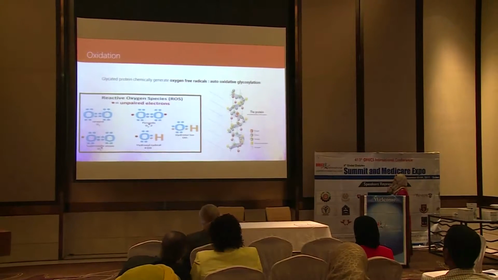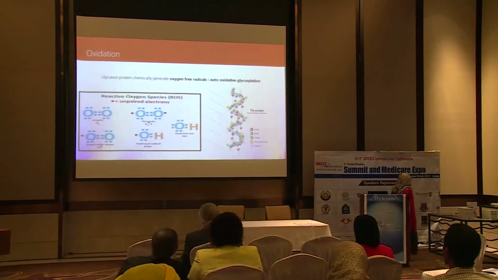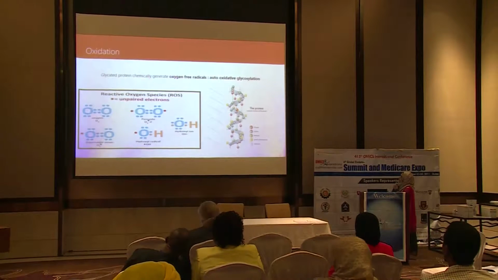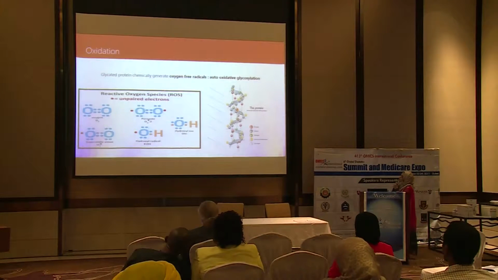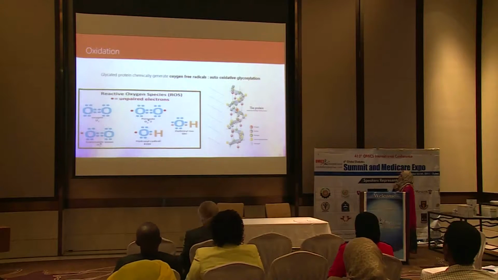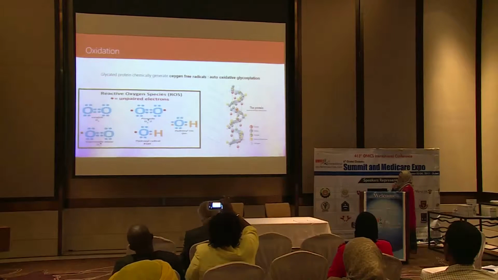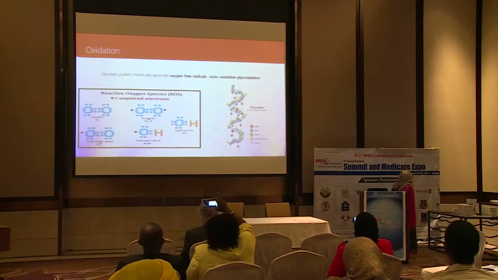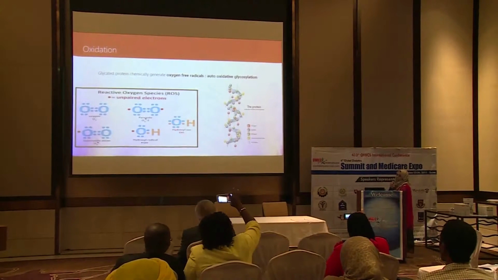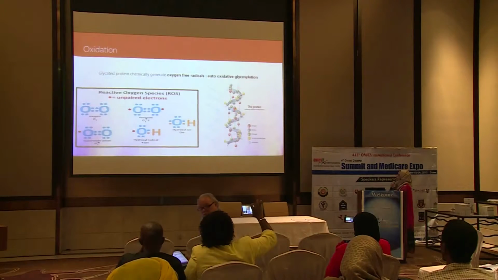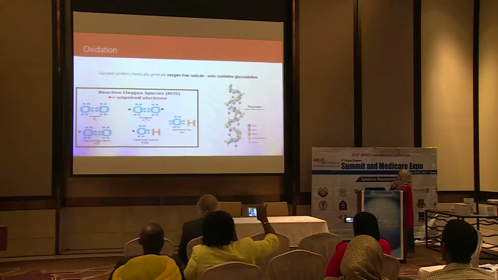Now coming to oxidation. Oxidation is when a protein or any other biological macromolecule is damaged by oxygen free radicals. There are various types of oxygen radicals like peroxide, superoxide, hydroxyl radical, hydroxyl ion, and my work is on hydroxyl radical. When they damage the protein, they cause cross-linking in the protein.